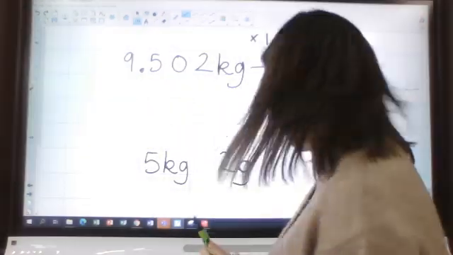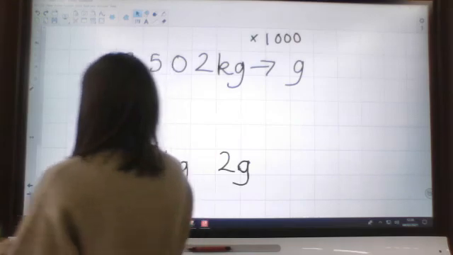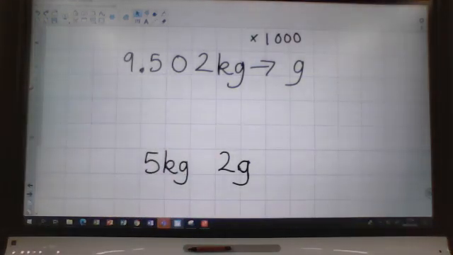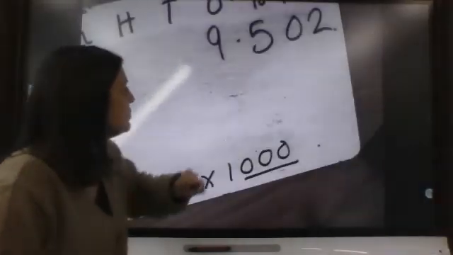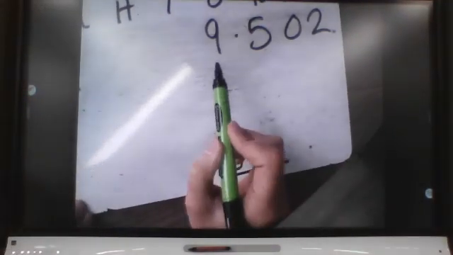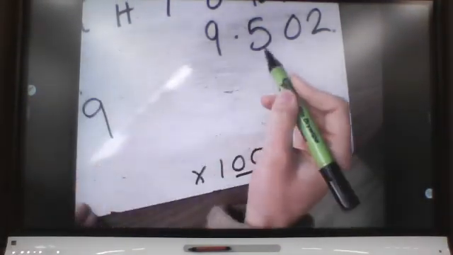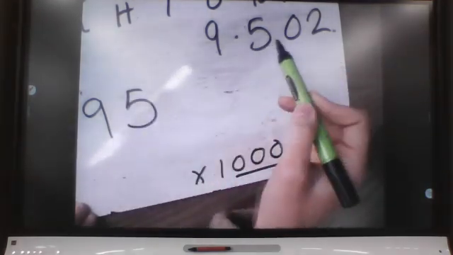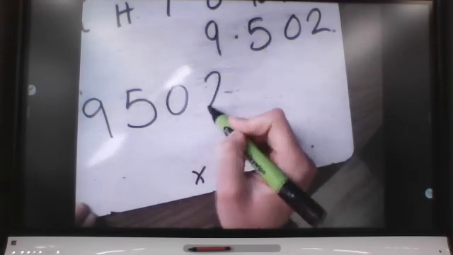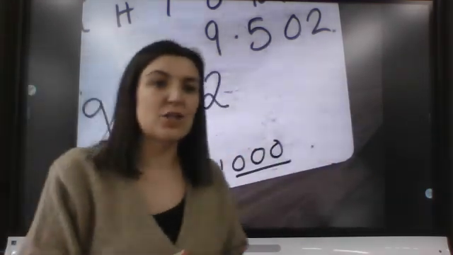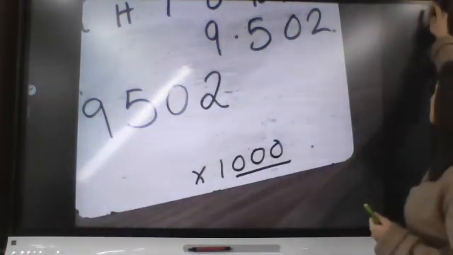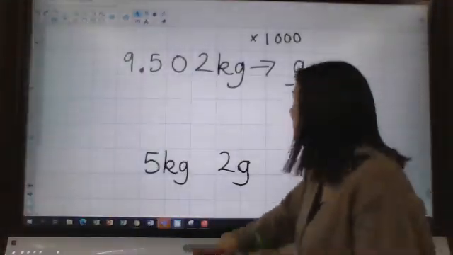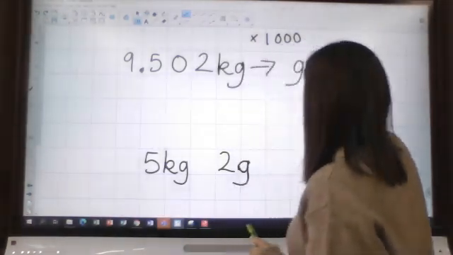Right, so you should have had a go at that one now. So let's have a look at it together. So we've got 9.502. And I've got to multiply it by 1,000. So I'm moving 3 places. 1, 2, 3. And so it's 9,502 grams. So I'm going to write that down. So 9,502 grams.